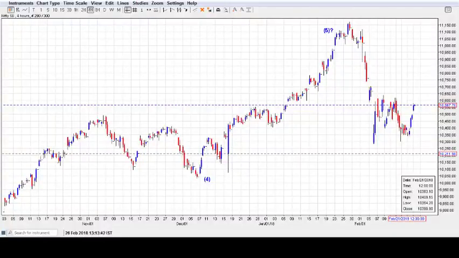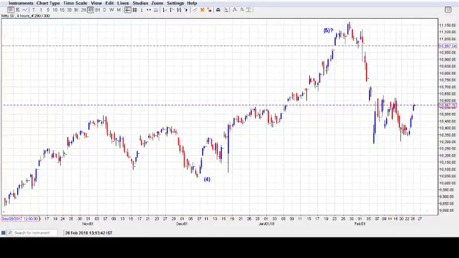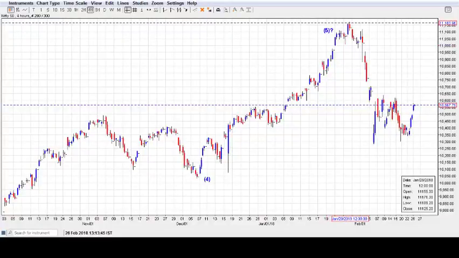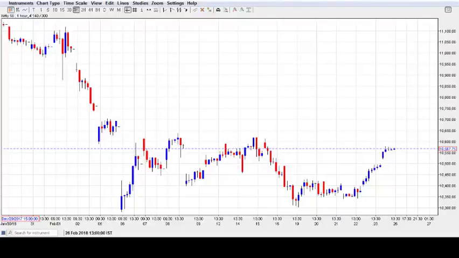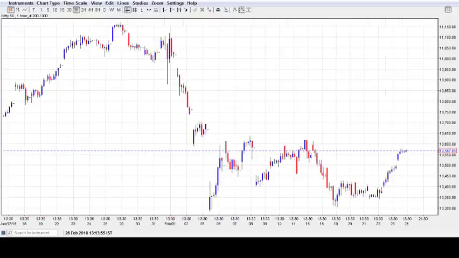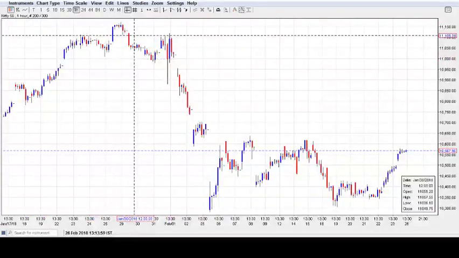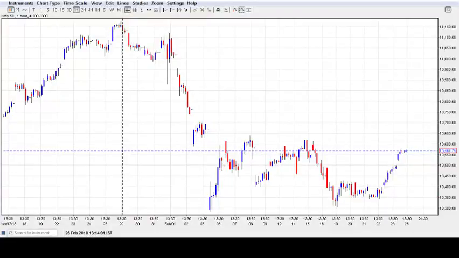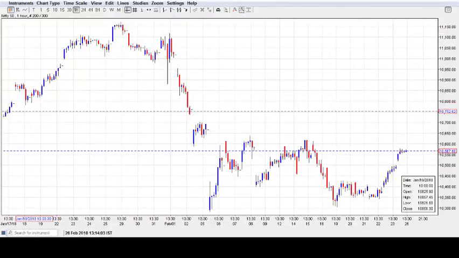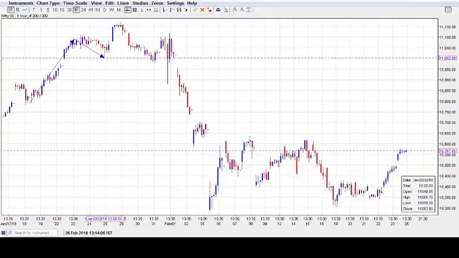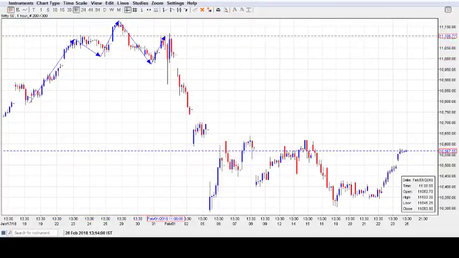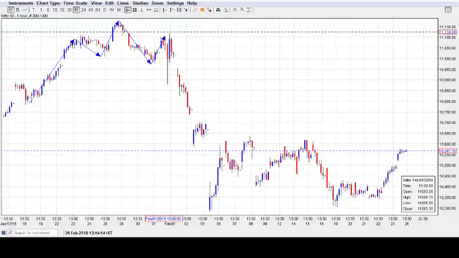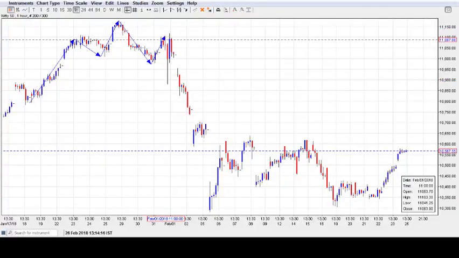So let's do a wave count on the hourly chart from recent highs or swing highs around the 11,171 levels. There you are. Could you identify a clear pattern here? That's the conventional H and S, head and shoulder. All right, let's do a count here.